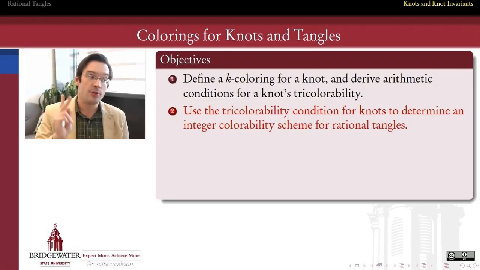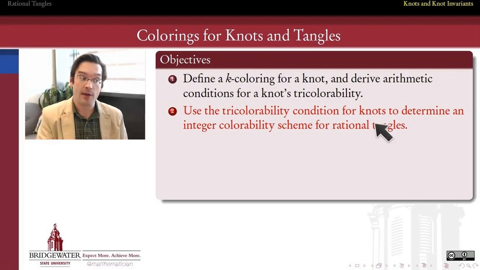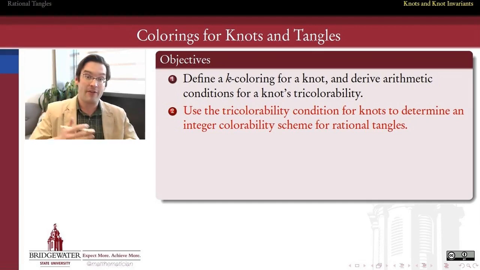So we're going to try to do two things. First of all, inspired by the magic equation of the tricolorability condition that we know for knots, we're going to determine a scheme for coloring rational tangles that's an integer colorability scheme. So instead of having just a finite set in our crayon box to color with, we're going to have a whole infinite number of colors that we're going to work with.